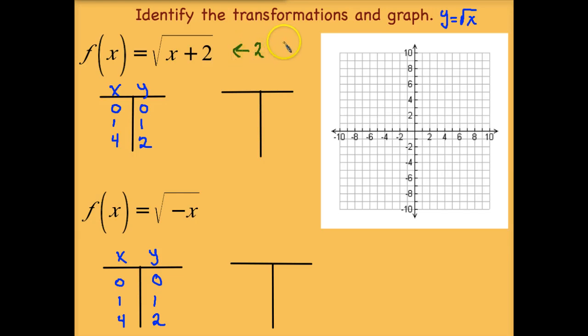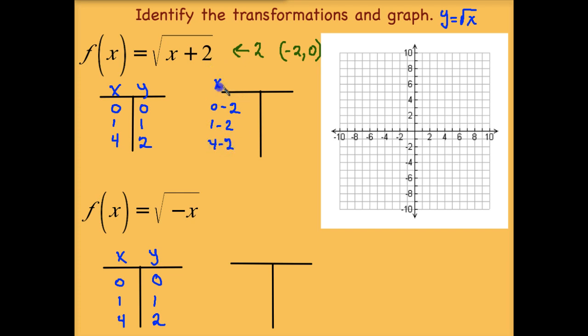Let's think about our vertex. Well, we shifted to the left 2, so that's our h. We don't shift up or down, so that's 0. That should be our vertex, or our starting point. Let's take our values and adjust them. Since we're shifting to the left 2, we would have 0 minus 2, 1 minus 2, and 4 minus 2.